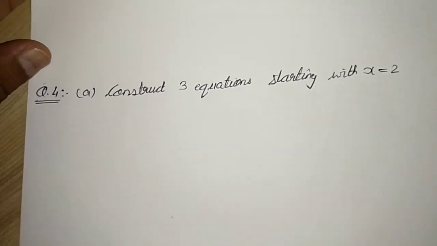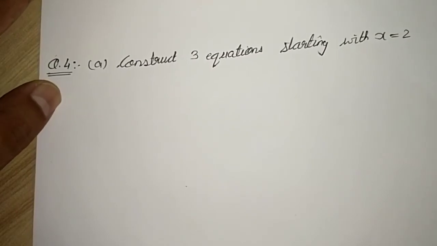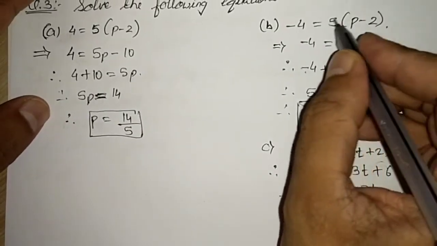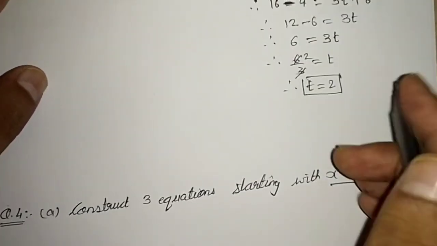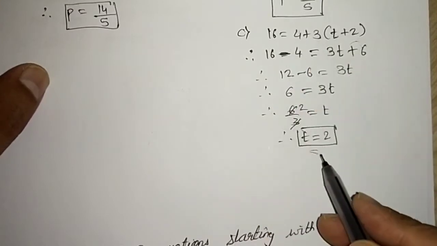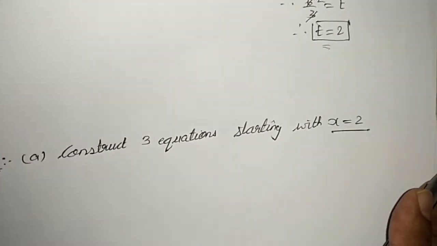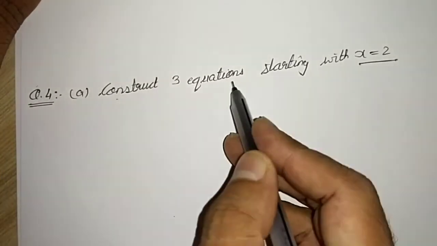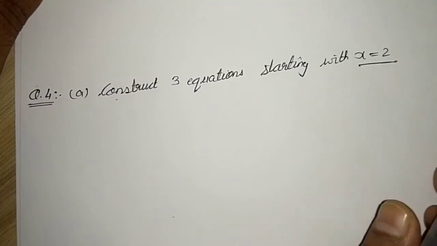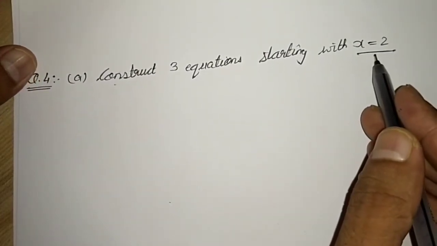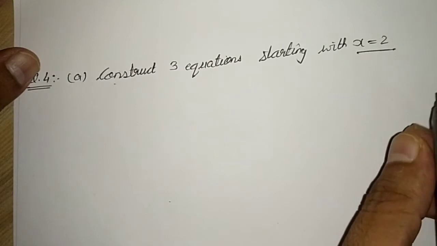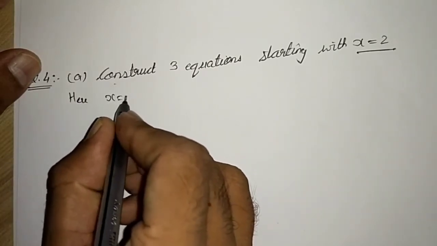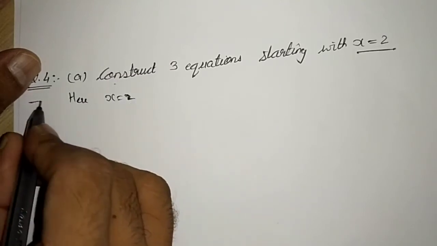Question number 4 says they have given you the solution. Till now what we were supposed to do, they have given us an equation and we find the solution, right? Now they have given us the solution, x is equal to 2. We are supposed to construct 3 equations starting with x is equal to 2, whose solution is 2. So we will write here x is equal to 2, right?